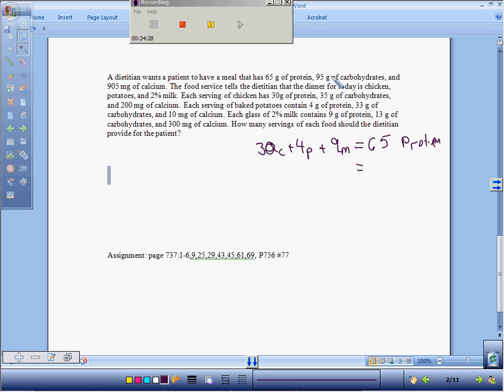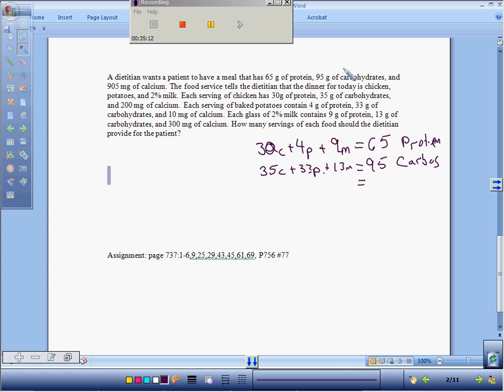Then you have another equation for carbohydrates: 95 grams of carbohydrates, carbos. All right? It tells you that each serving of chicken has 35 grams of carbos. Each serving of baked potatoes has 33 grams of carbos for potatoes. And each glass of milk has 13 for milk. Then you set up one more equation.